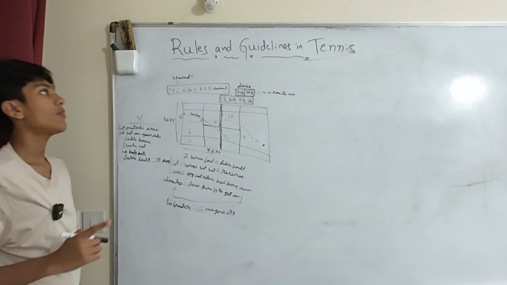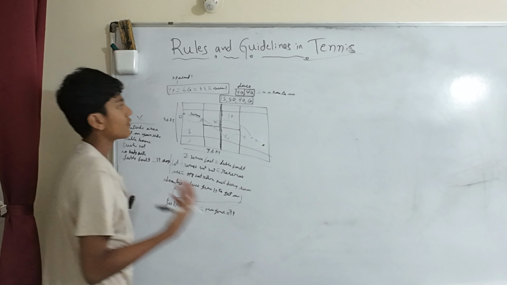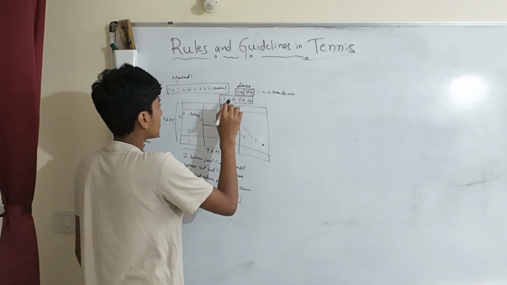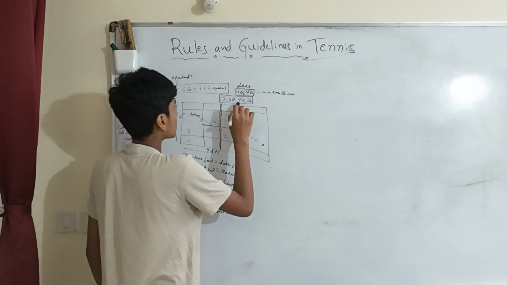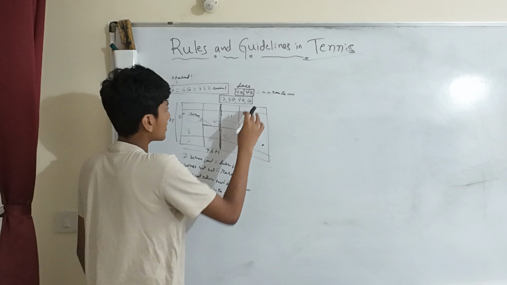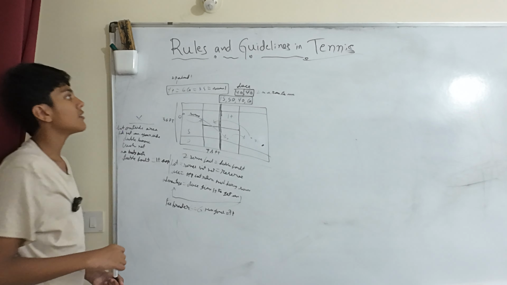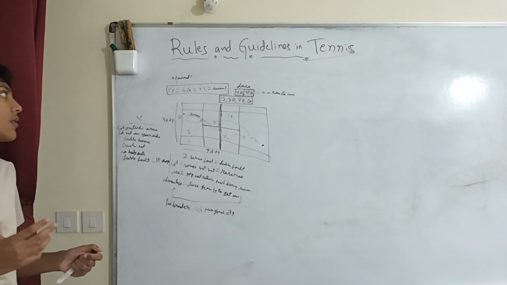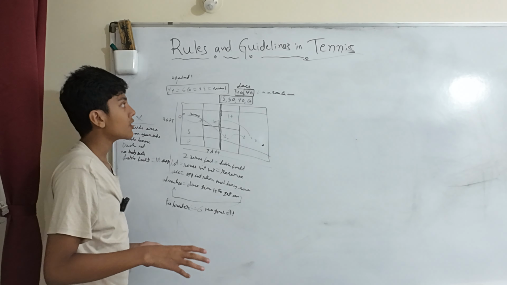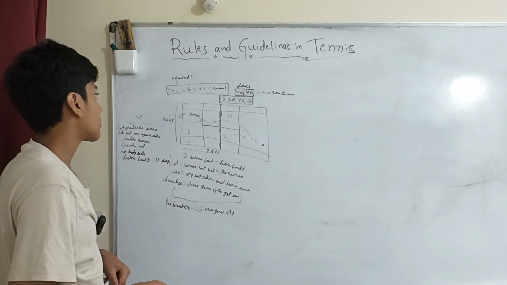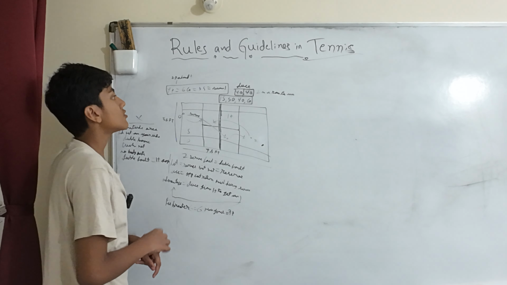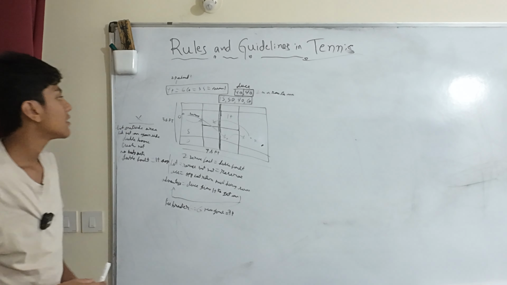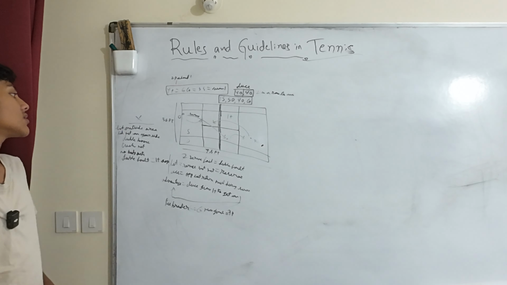By the way, points are written down in a special way in tennis. 1 point equals 15, 2 points equals 30, 3 points equals 40, and 4 points is game. In the case that you are tied at 40-40, it will be a deuce, so the person who scores 2 in a row wins. That's basically the main gist of tennis.